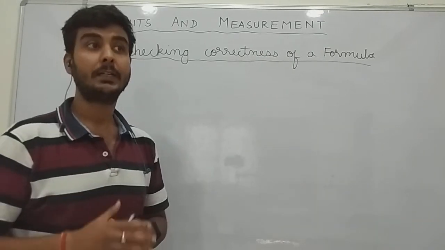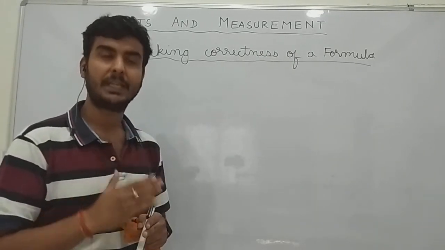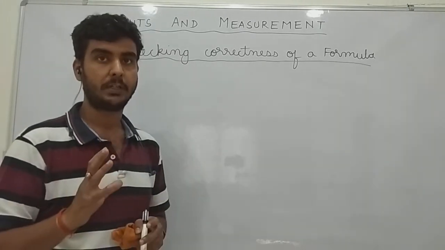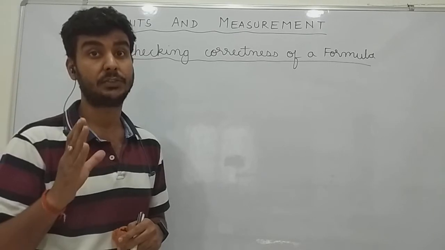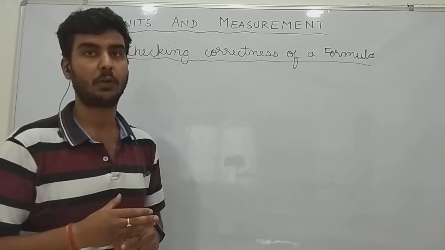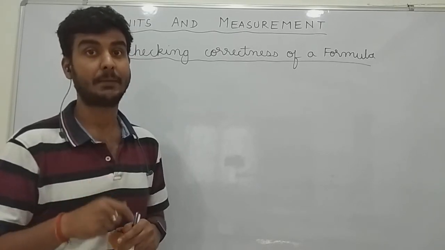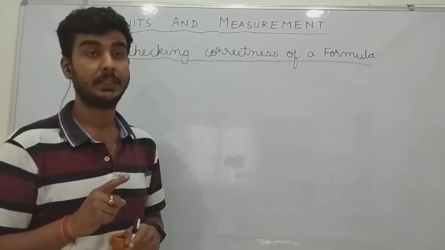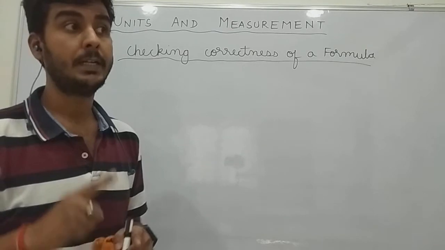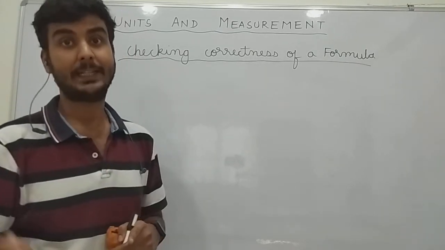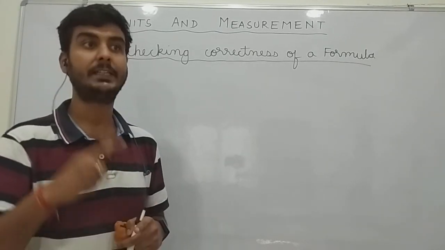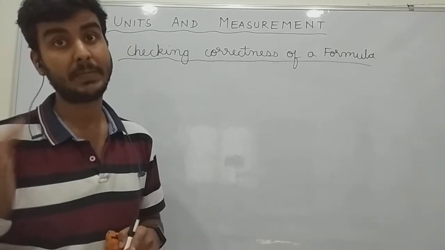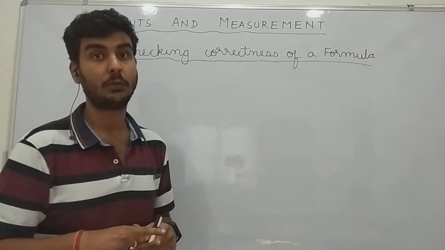Why can you not add them? Because there is a rule which says that only those physical quantities which have the same dimensional formula can be added or subtracted. So always remember that mass can be added or subtracted with mass only, time with time only, velocity with velocity only.